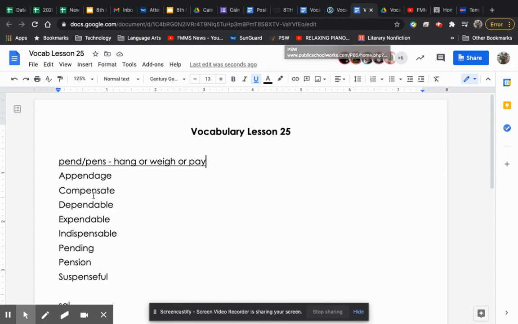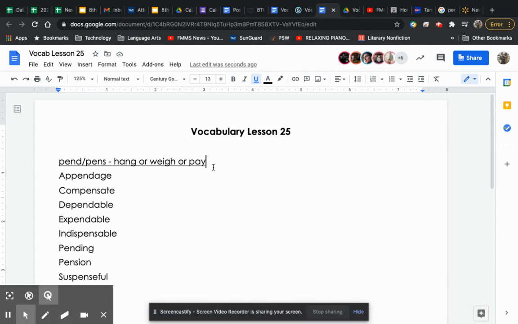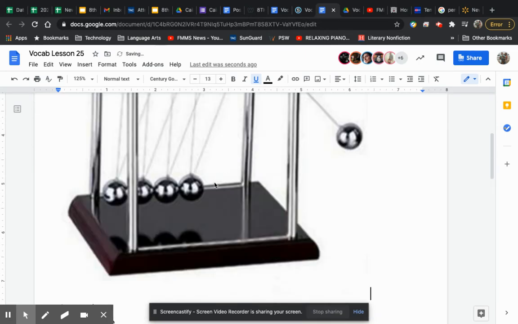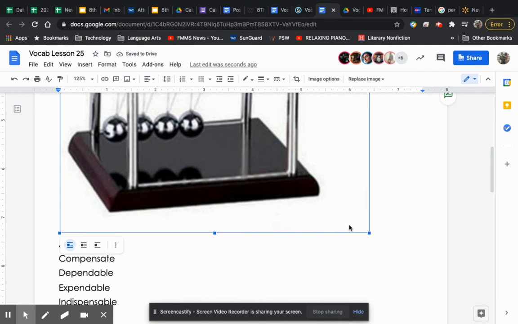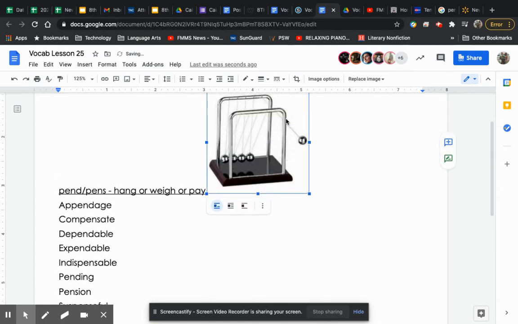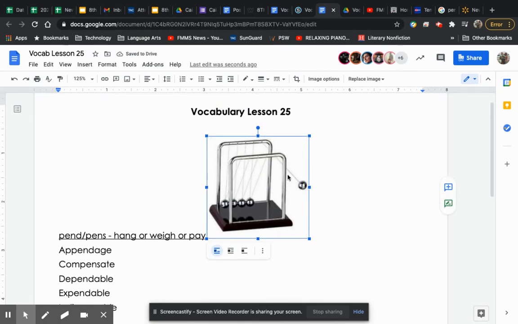I'll find you a picture here. Okay, so this is an example of a pendulum. Ginormous, but you guys have all seen these where you click the one and it just keeps going, right? These are examples of pendulums right there, these little guys. So that's how you can remember that it means to hang or weigh or pay.